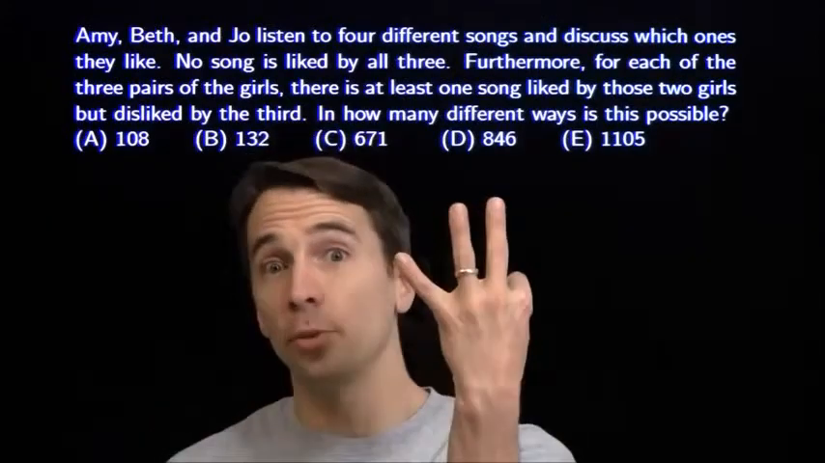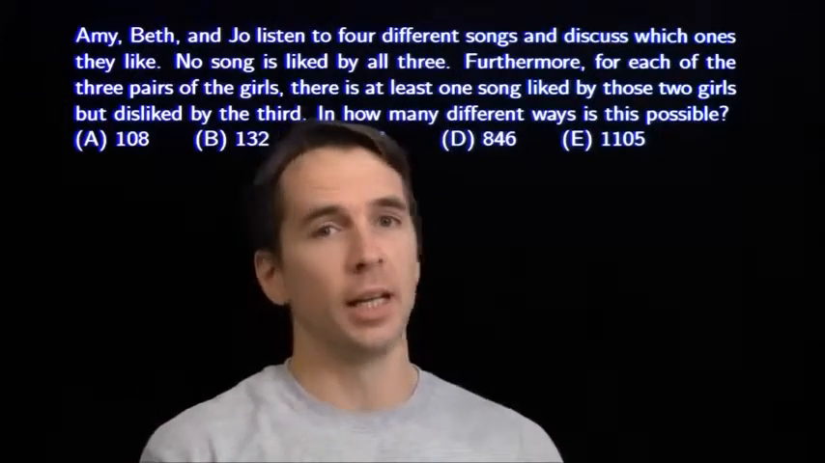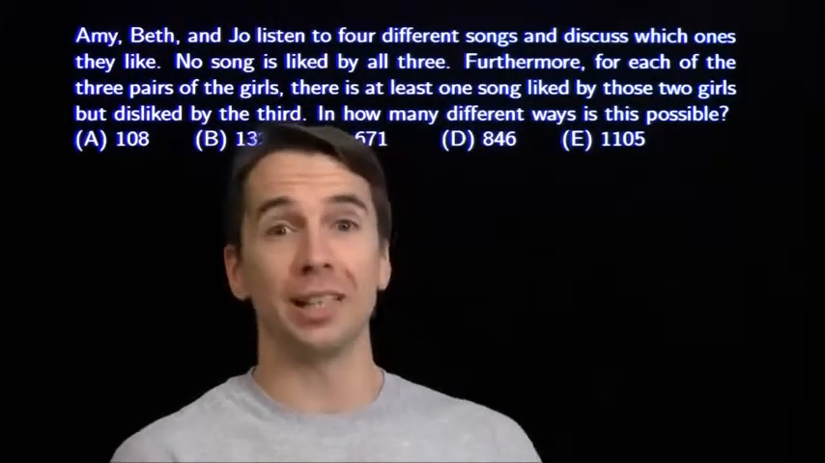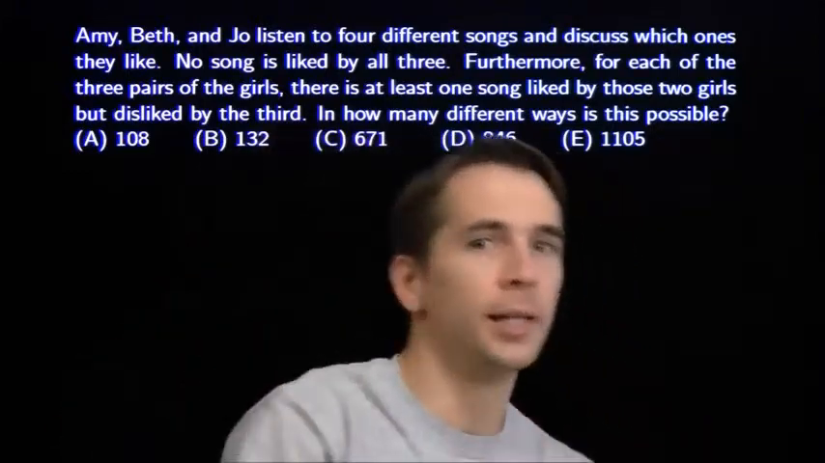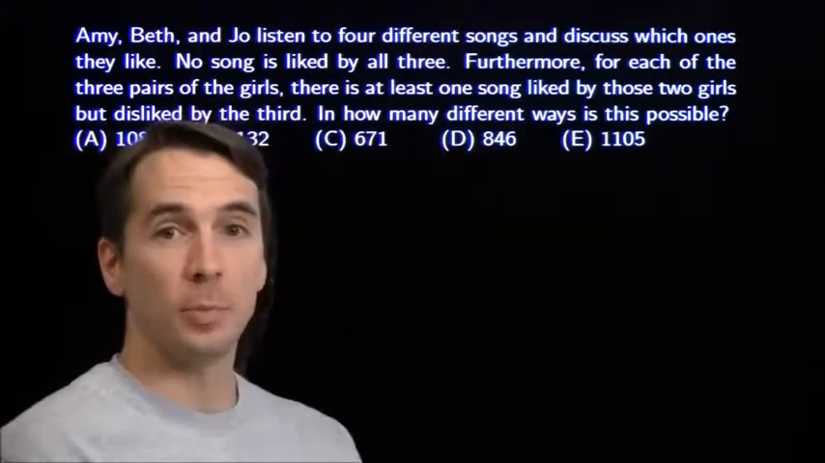We're starting off here. We have 3 girls listening to 4 songs, then talking about which ones they like. Now, no song is liked by all 3 girls, and for each pair of girls, there's at least one song out there those 2 girls like, that the other girl doesn't like. And we want to count how many different ways this is possible.